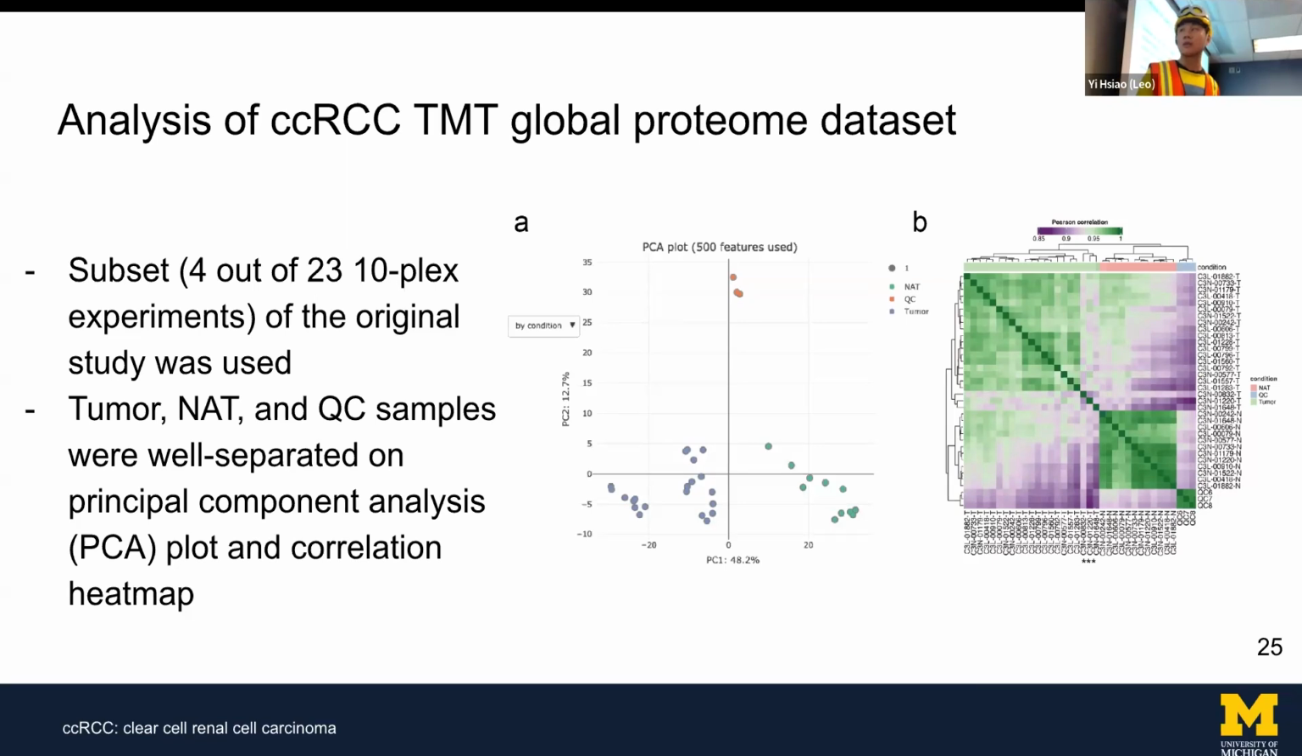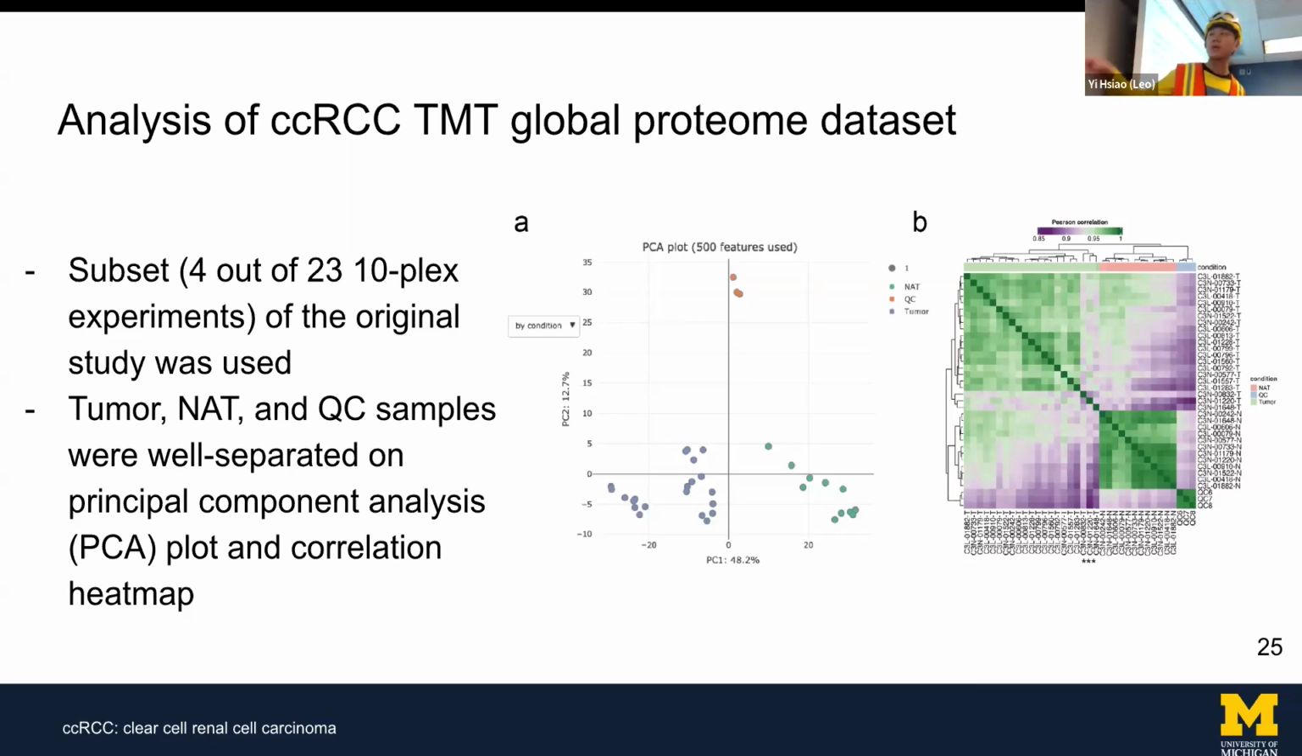But one drawback is that in principal component analysis, your matrix needs to be complete, so you cannot really have any missing values. At the same time, if you do a correlation heat map, you can use a pairwise correlation. If the two different samples still measure a particular feature, you can still calculate their correlation. So it's another way to do quality control.